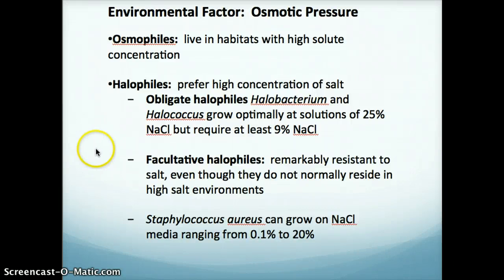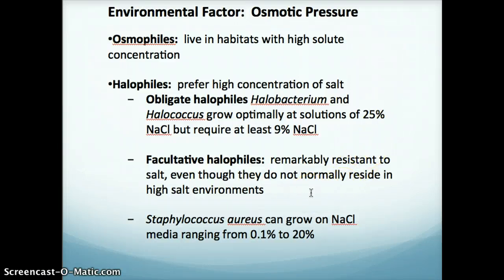So we have organisms that are called halophiles, which love high concentrations of salt. We have some that are obligate halophiles, meaning that they need to have at least 9% sodium chloride. So they need salt to actually grow, and they can grow really well at 25% sodium chloride. So a huge concentration of solutes outside the cell actually is needed for these types of microorganisms.